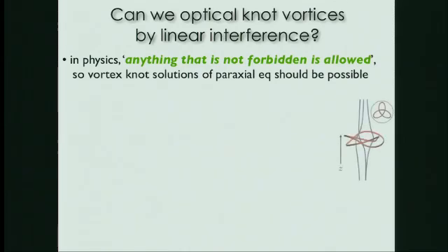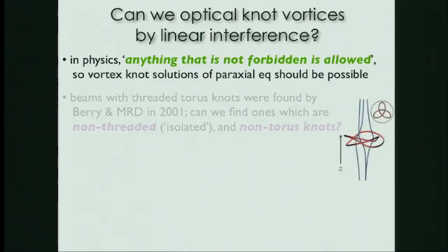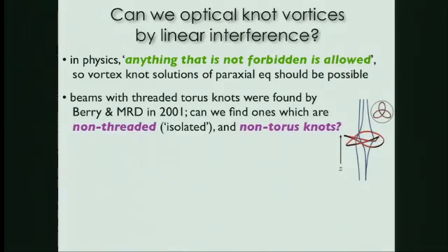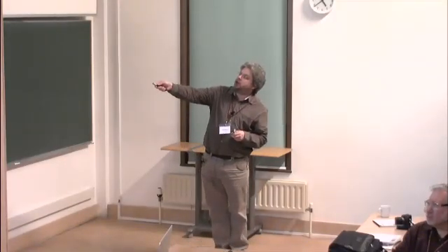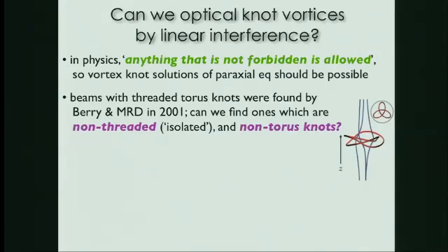That's the question. Now, in some older work that I did with Michael Berry just over 10 years ago, we found actual solutions of these equations that had knots. Here's a trefoil knot, but they were threaded through by some extra vortex lines. So these were torus knots. This was a scheme based on some sort of perturbation of a degenerate configuration, which gave torus knots that were always threaded. So the question is, can we make non-threaded knots, sort of isolated knots, and non-torus knots?